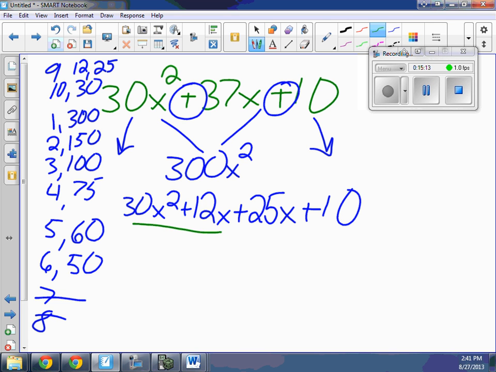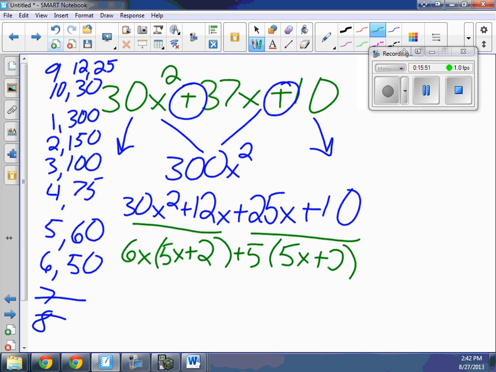So now I factor by grouping. What does the first group share? 3 would work. 6 would work. And you need to take out the biggest possible number. So 6x, leaving 5x plus 2. What does the second group share? A 5. So plus 5. And if I pull out a 5, what's left? And that's what we wanted. We wanted 5x plus 2. So one of the factors is 5x plus 2.